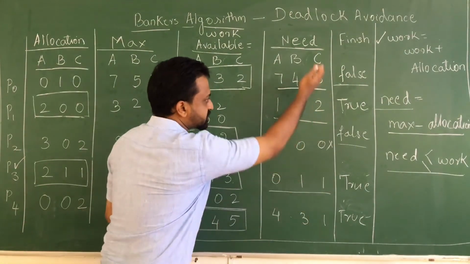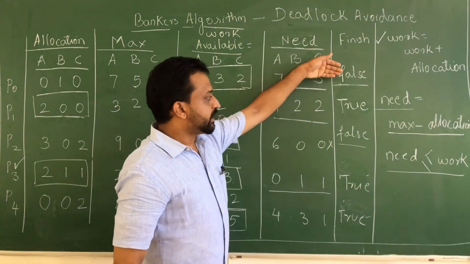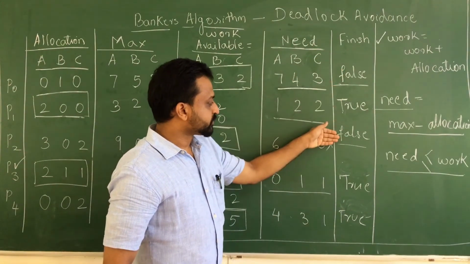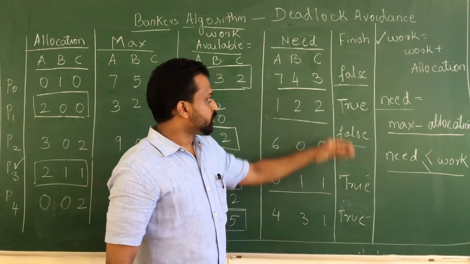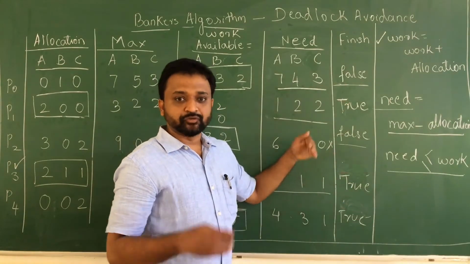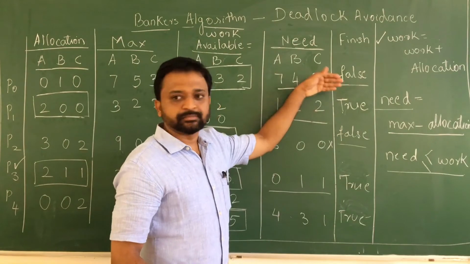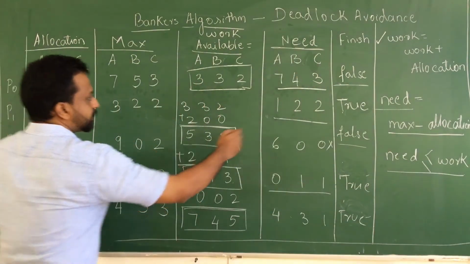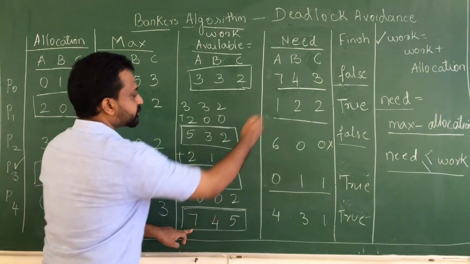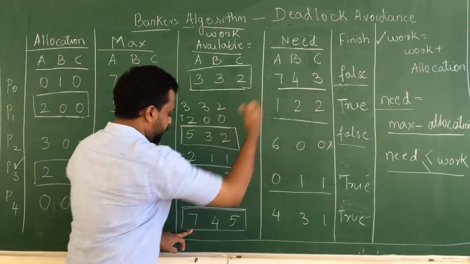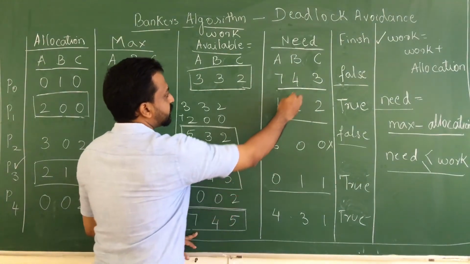So how many processes are yet false? We have to check them. Process P0 is false, process P1 is true, process P2 is false, process P3 is true, and process P4 is true. Amongst them, which process is false? We have to compute the resource again and proceed with the same steps. Process P0 is false, new work is 745. We check the need 743 with 745. Obviously I can satisfy, so again this becomes true.